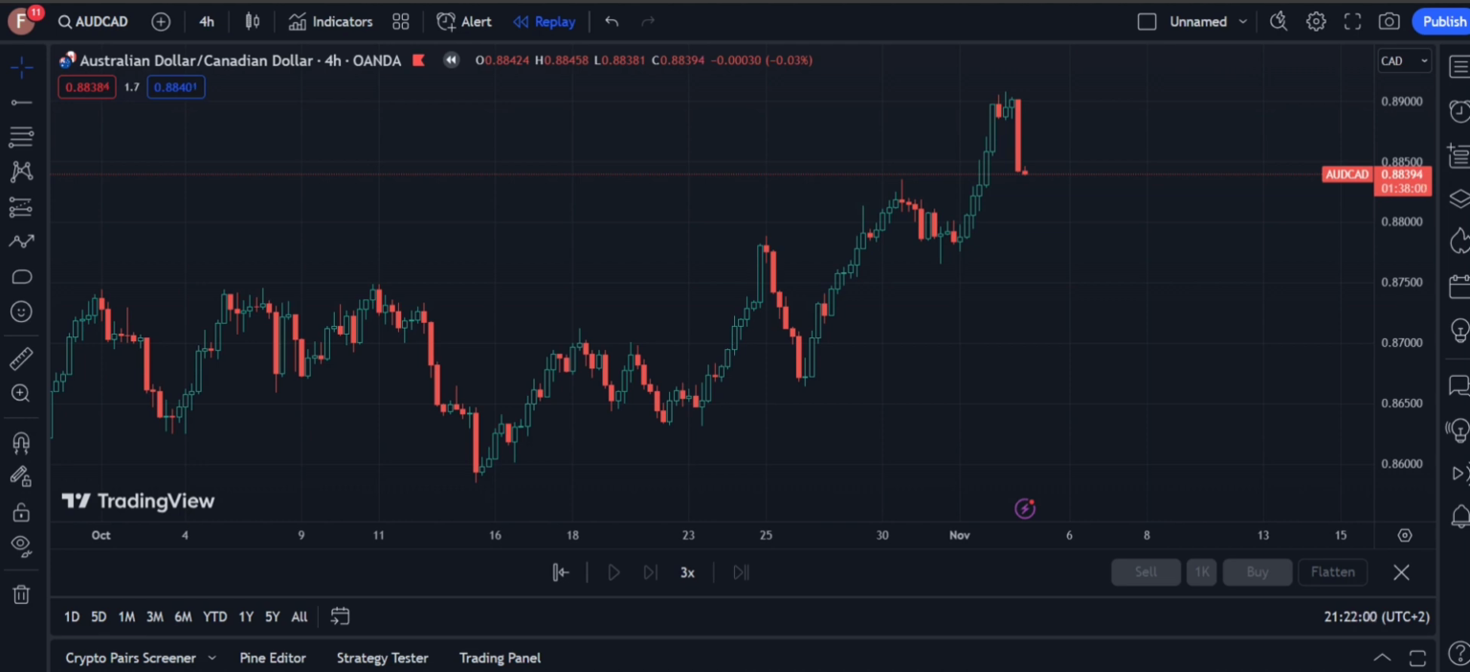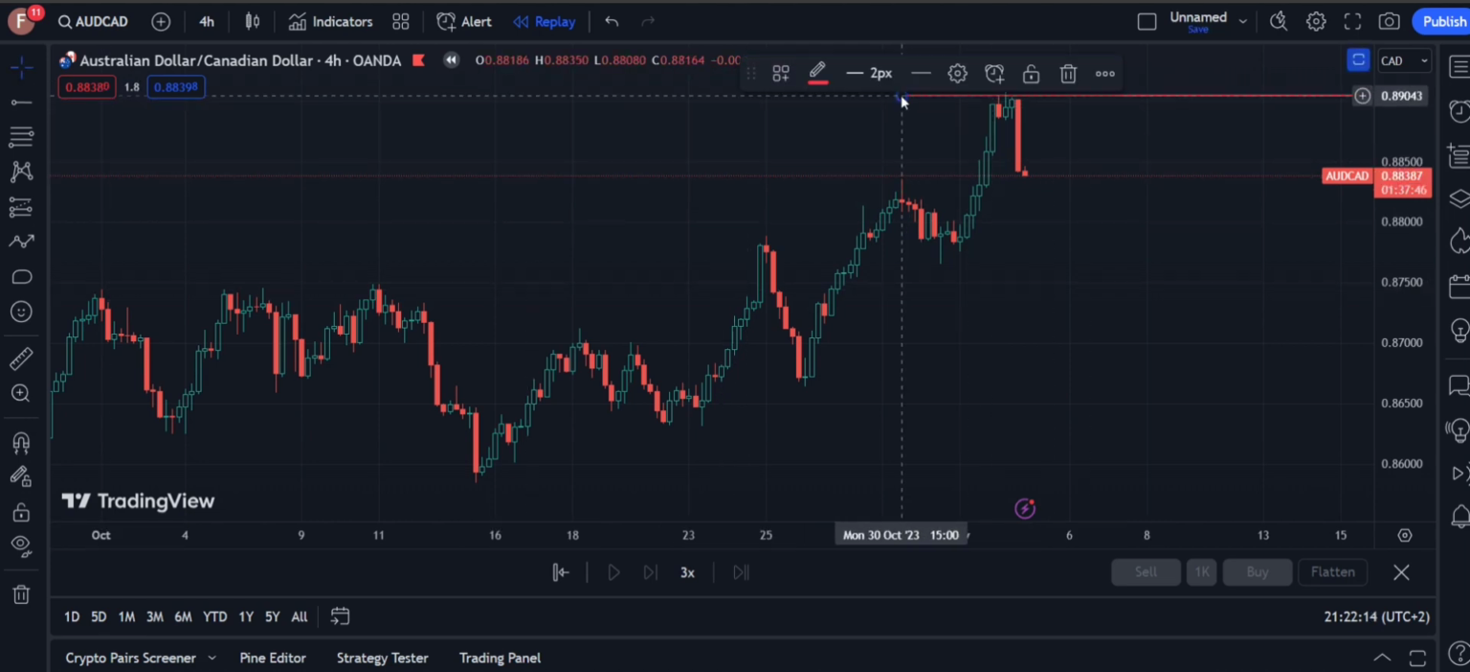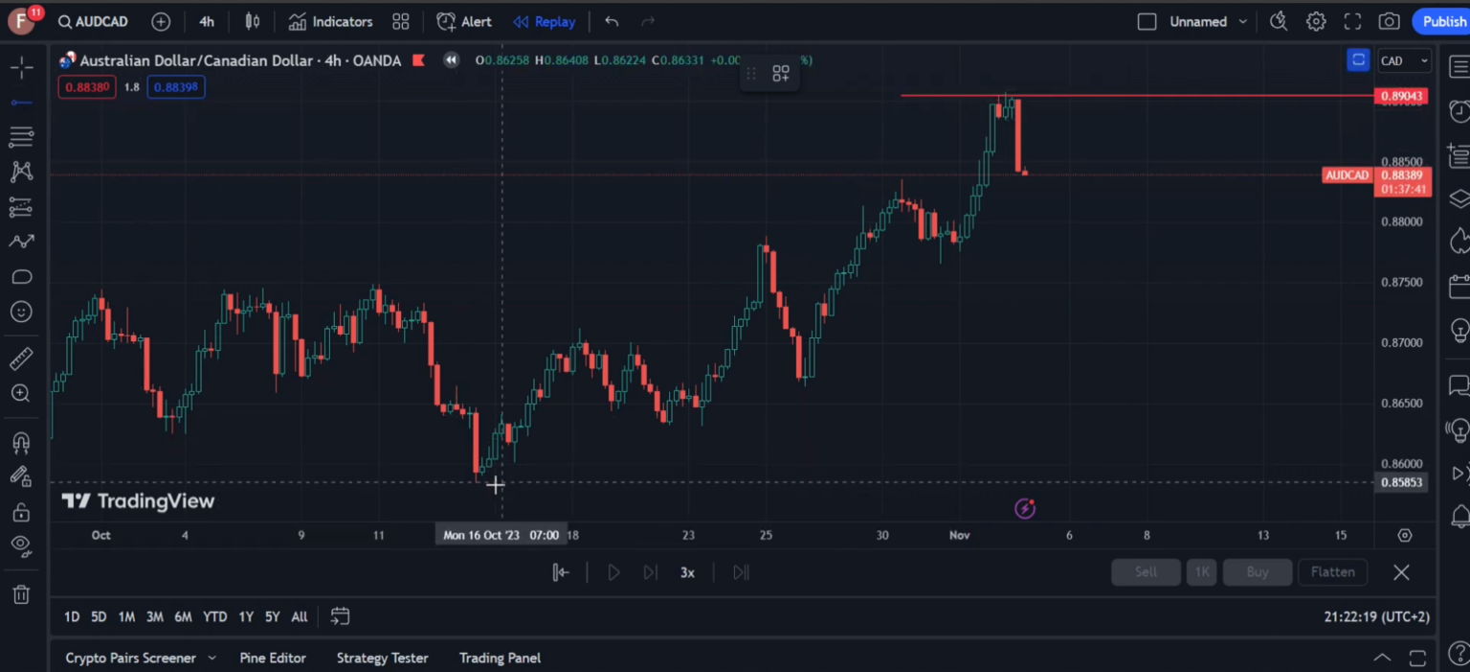So when you put in your Fibonacci retracement, you got to know how to identify the swing highs and swing lows, right? So swing high is the highest place where the price went, and swing low is the lowest point where the price went before it went up. So you should be able to identify that, which is simple and straightforward, right?